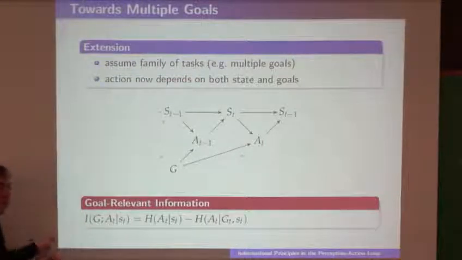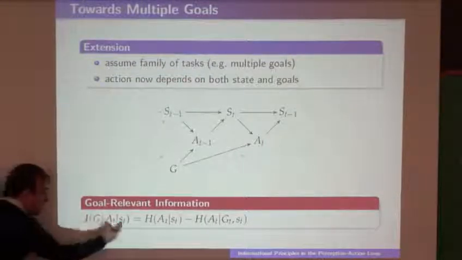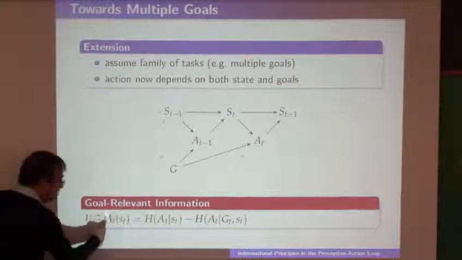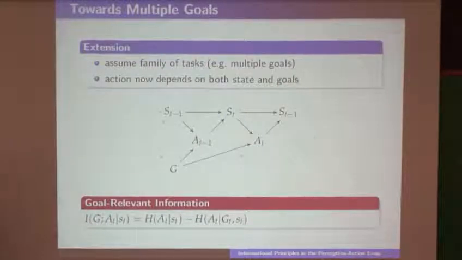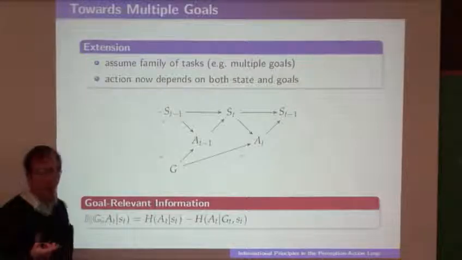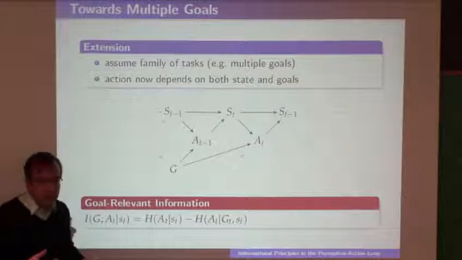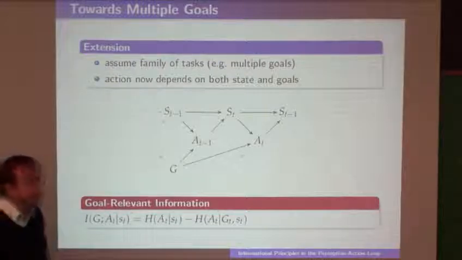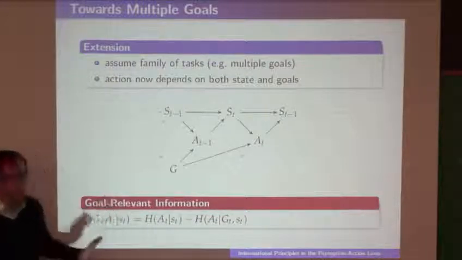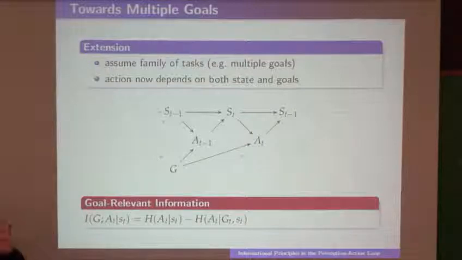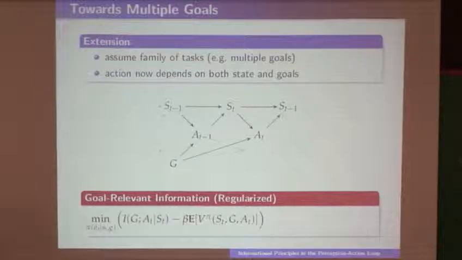So in a particular state, we ask how much information the action needs about the goal. Why is this important? Well, think of it. If I need to go to London, I have to do this, this, this, and this. If I need to go to the hotel, I need to do other things, usually. That's what we are asking now. Why is it interesting? Because this tells us something about how we organize actions.